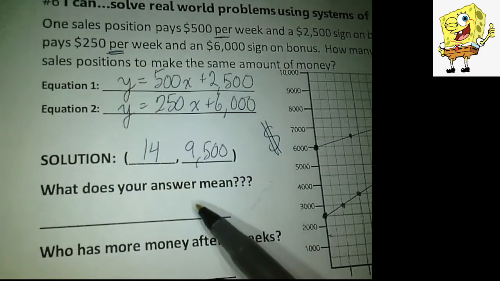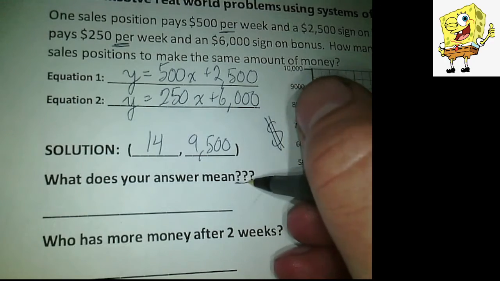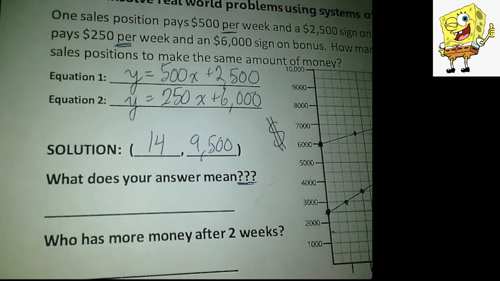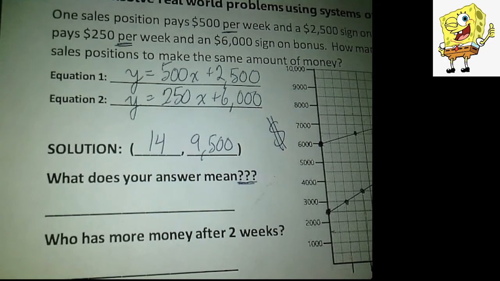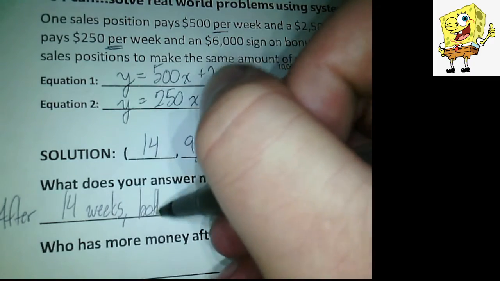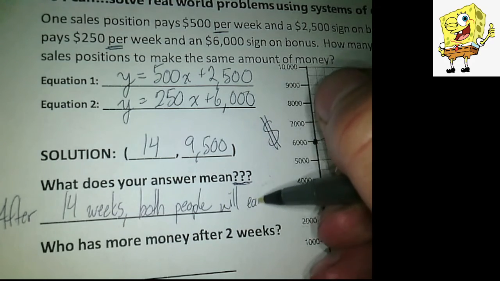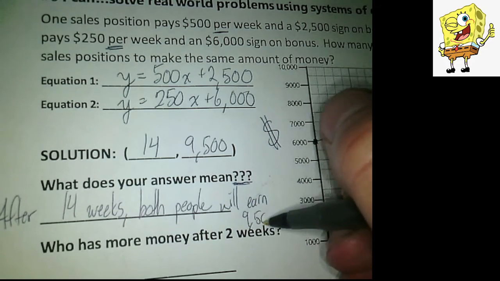Okay, so here, it seems like there's quite a bit of confusion with the 3 exclamation marks, which I always find hilarious. It says, what does my answer mean? The simplest way to think of this is, after 14 weeks, both people will earn $9,500.